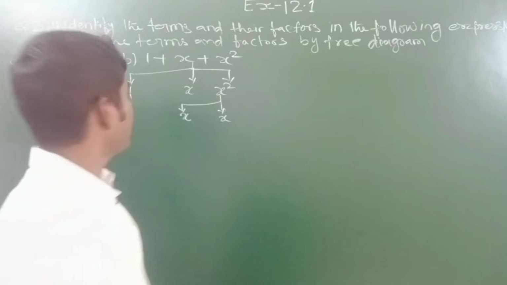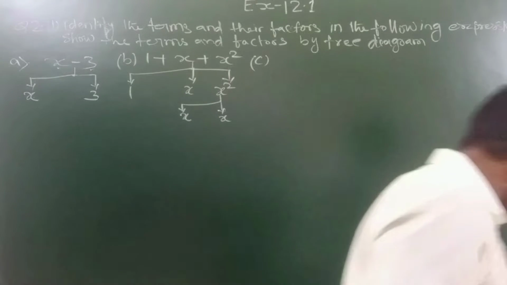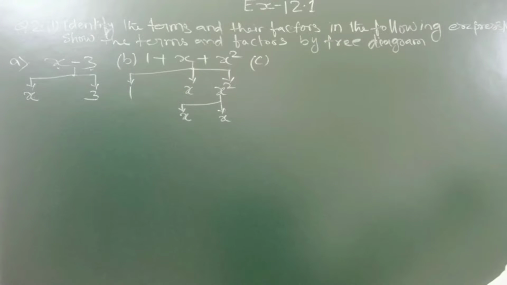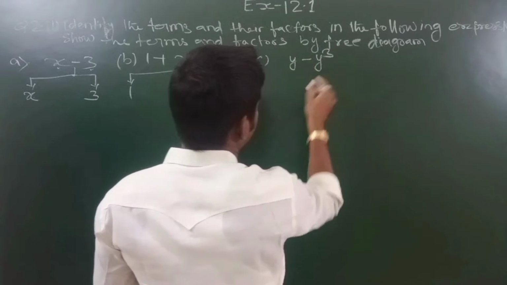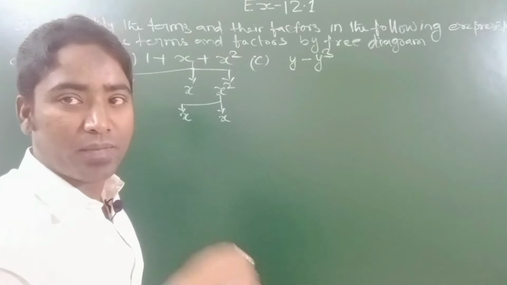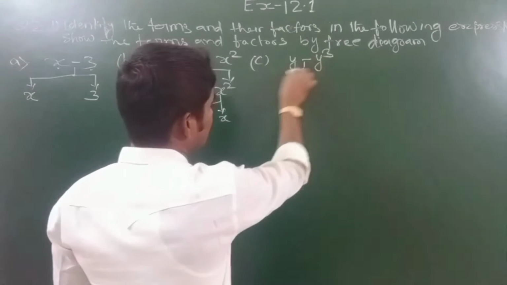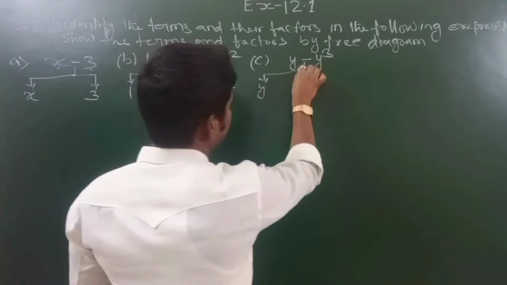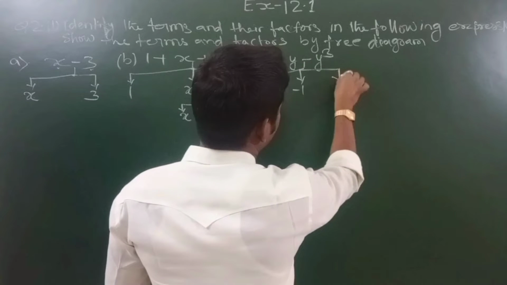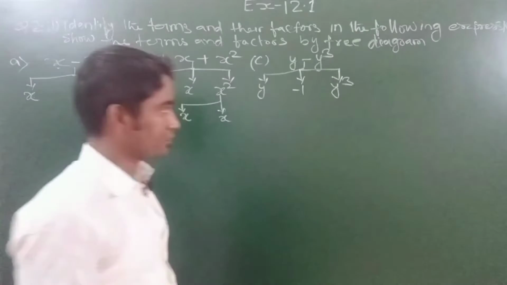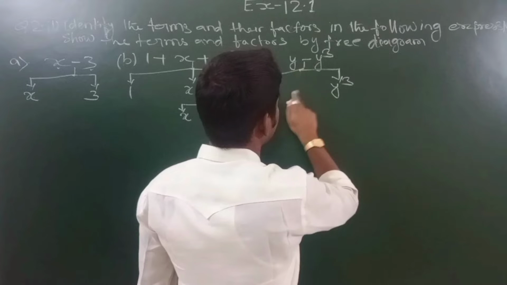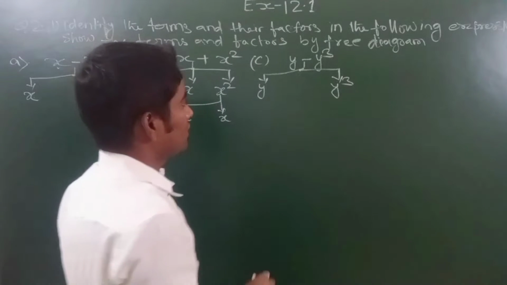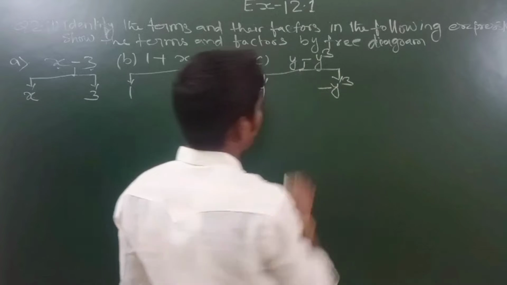Now moving to the next segment, segment number C, students. It is y minus y cube. Here y is one term, and minus y cube is another term. If you break them, students, here you will get y, and here you will get minus y cube. It will not be minus 1 here, because after that it would become 3 terms. So here it will come minus y cube.